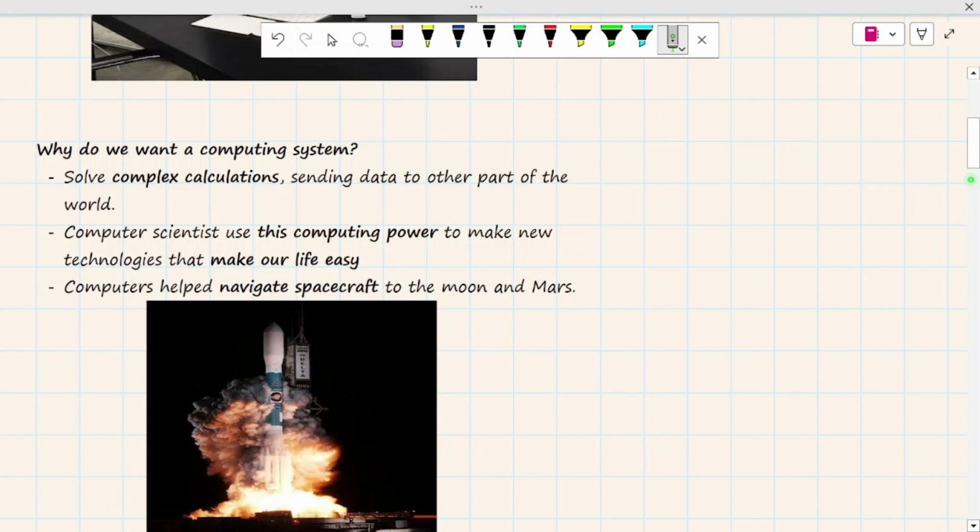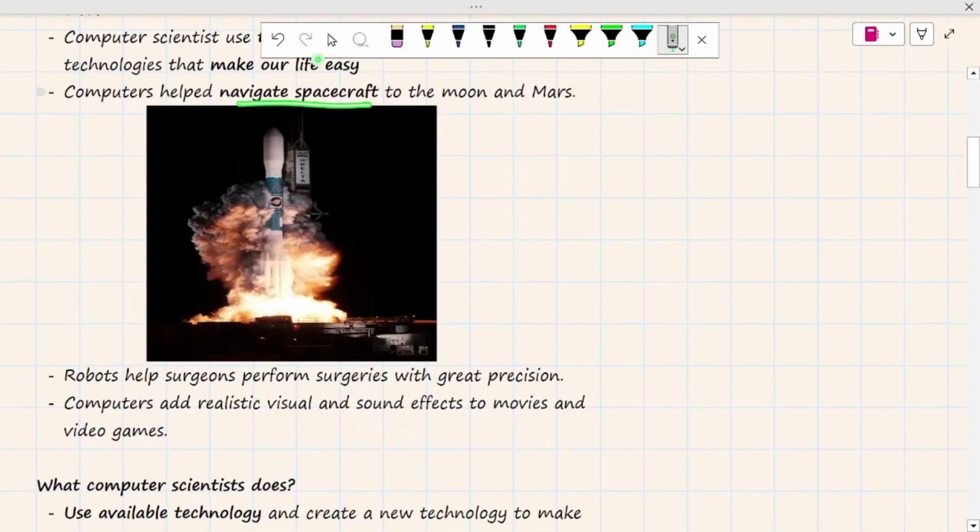And then coming to the next part, and that is navigating spacecraft into space, to our moon or any other planets like Mars. Here we use this computing system to ensure that the spacecraft goes and reaches there at a stipulated time and in an exact position.